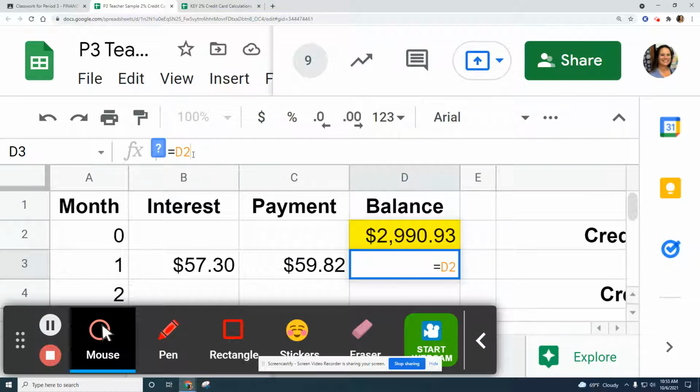Now D2 is my balance. Why am I adding B3 again? That's the interest I've been charged. Why am I subtracting C3? Do you guys see how it highlights what I'm choosing?